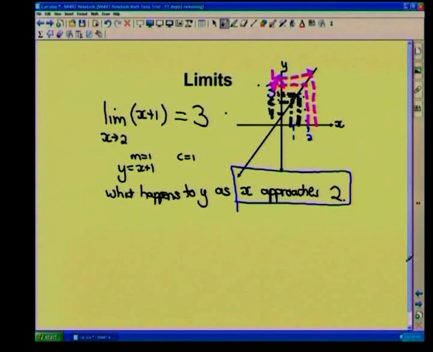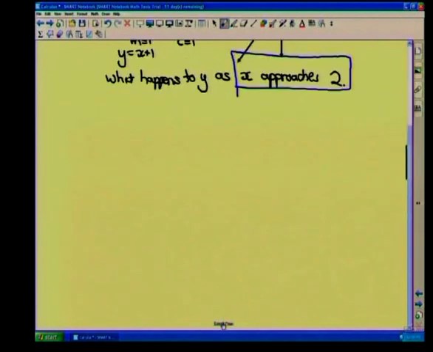Okay, let's take it a little further. Let's have a look at what happens if I look at something like this. The limit as x approaches 2 of x squared minus 4 over x minus 2.